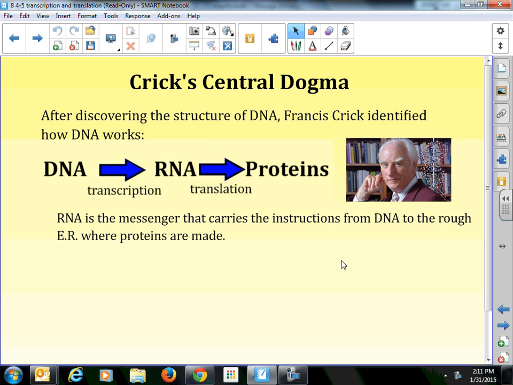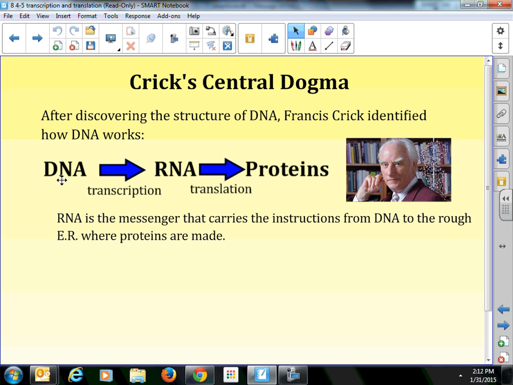One of the people who was really central in figuring that out was Francis Crick, the guy who first figured out the structure of DNA. And he had identified something called his central dogma, in which he figured out how DNA works. What Crick said was that it goes from DNA, and that translates into RNA, and then that in turn makes proteins. So the information in DNA goes from the DNA to the RNA and then finally into the proteins. It's the proteins that give you your traits. Whether you have brown eyes or blue eyes or green eyes depends on your protein that's found in the eyes.